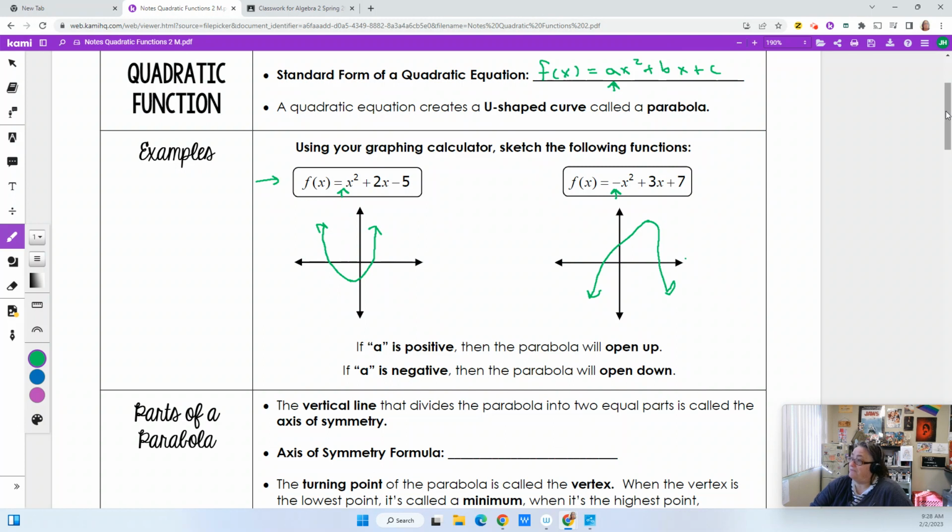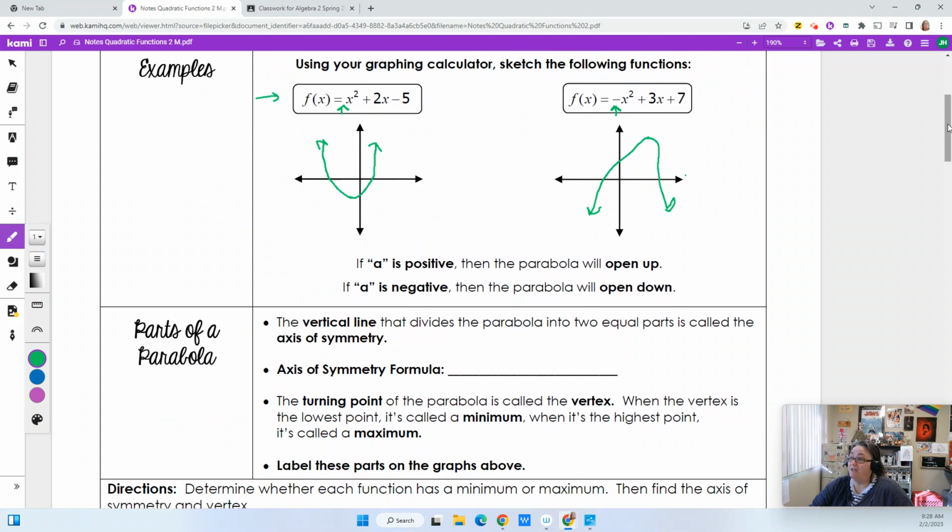So you can always tell if you have a positive or a negative. You can look at the equation of any quadratic and know if it's going to be up or down just by what's in front of that x squared. If it's positive, up. If it's negative, it's going to point down.